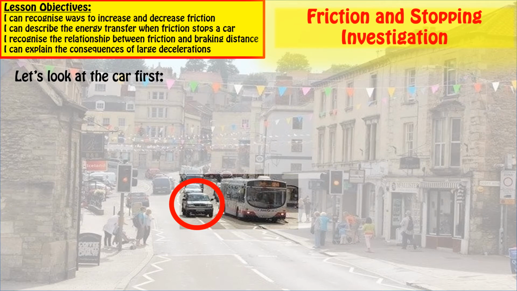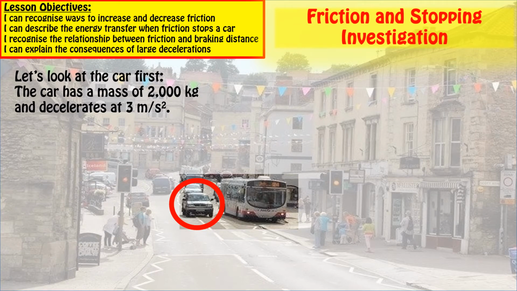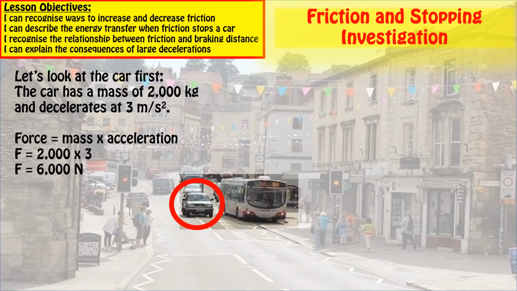So taking the car first, there it is, nice big red circle around it. And I'm going to put some numbers in. So the car has a mass of 2,000 kilograms and it decelerates at 3 meters per second squared. That means for every second it decelerates a distance of 3 meters, so 3 meters per second squared. So F equals ma, or force equals mass times acceleration. So we do force equals 2,000 kilograms times 3 meters per second squared, which gives us a braking force of 6,000 newtons.